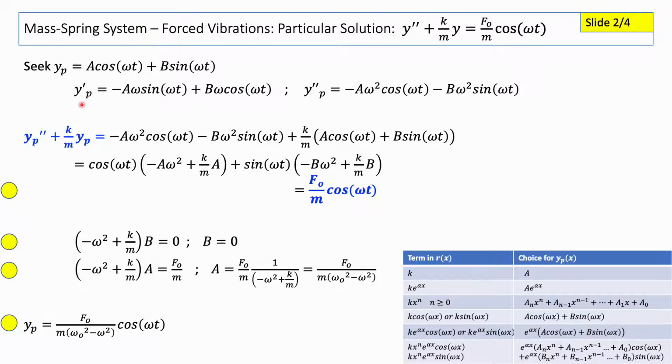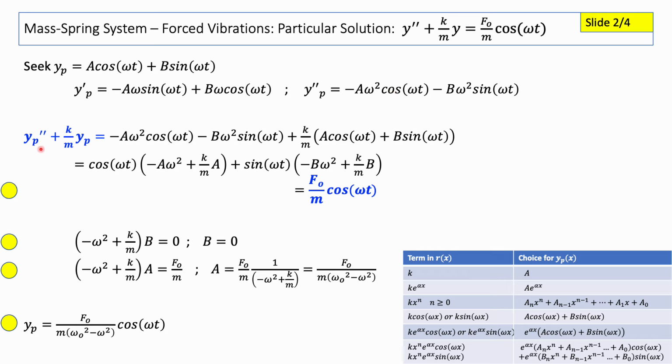Yp prime, the first derivative: cosine will become sine with a minus sign and omega multiplier. First derivative here, sine will become cosine without a minus sign, same positive sign and a multiplier omega. And yp double prime will be minus a omega squared cosine omega t minus b omega squared sine omega t. Essentially that is minus omega squared yp. You see that? Minus omega squared y equals y double prime.